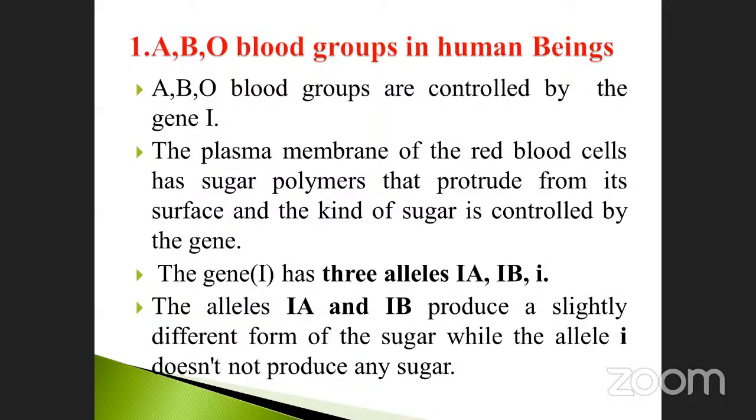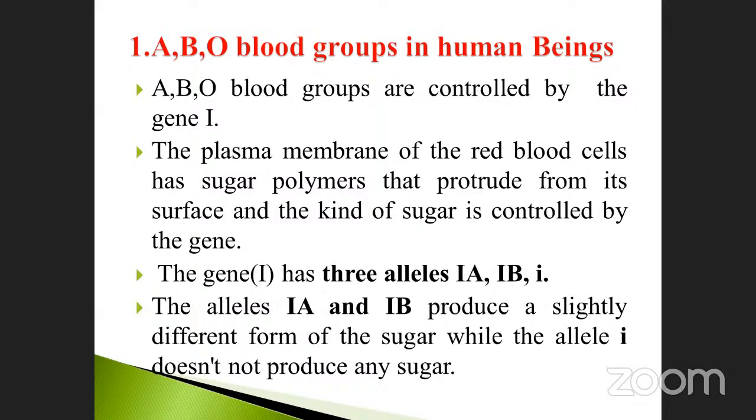When you discuss the blood group, it is also an example of codominance because the gene I contains 3 alleles. These are called multiple alleles present in the same locus of a chromosome. IA and IB produce different forms of sugar molecules, but small i will not produce any sugar molecules. Note it down, my dear students. This is also asked in NEET questions.